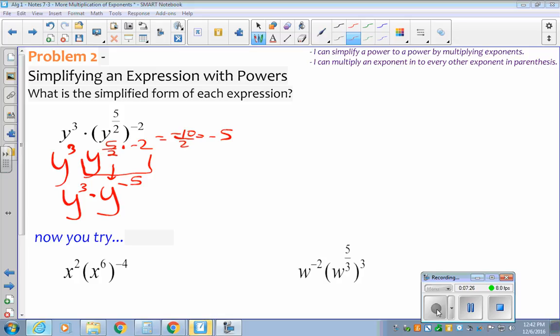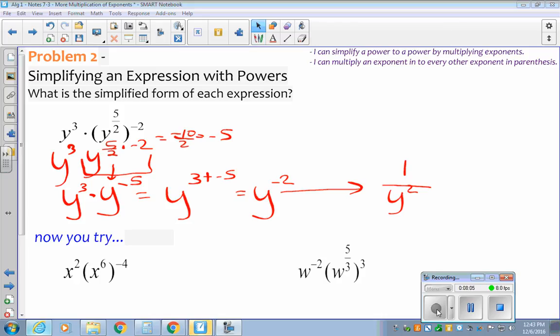So now I can take care of that multiplication. I'm going to multiply those two numbers together. What do I do with the exponents? Add them together. So this is going to be y to the 3 plus -5. And how do we like final answers? Are negative exponents okay? Not unless we're in scientific notation, but that's not the case here. So we're going to say that this is 1 over y to the positive 2. All right, give that a whirl with these problems down here.